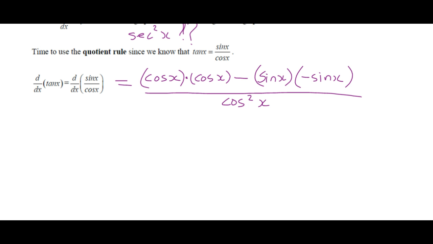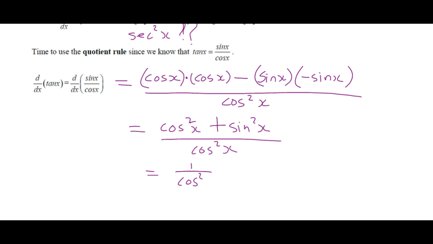Okay, so what do we got up top? Well, we got cos squared x minus negative, so plus sine squared x over cos squared x. What's cos squared plus sine squared? 1. So we have 1 over cos squared. What's 1 over cos squared? Secant squared.